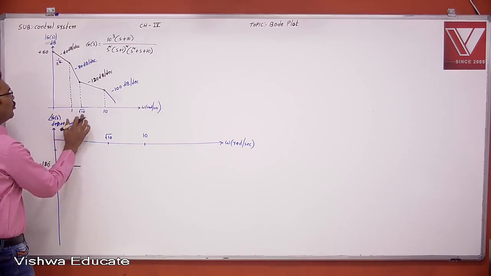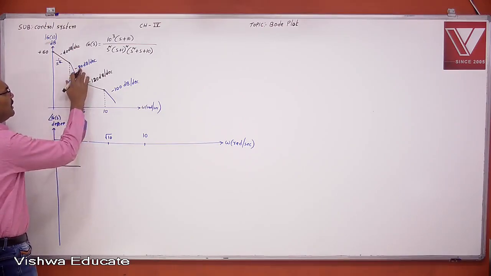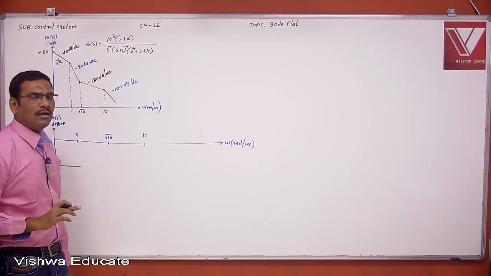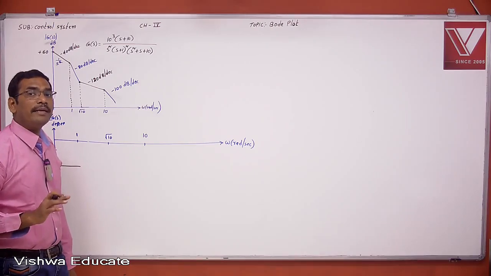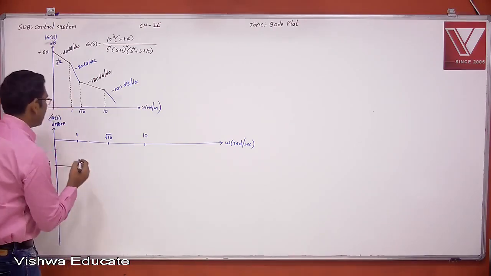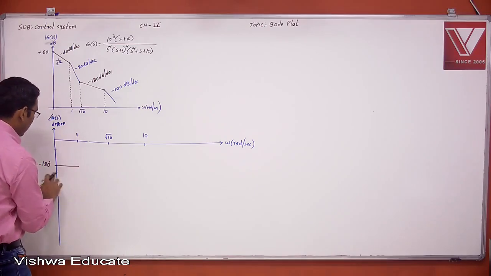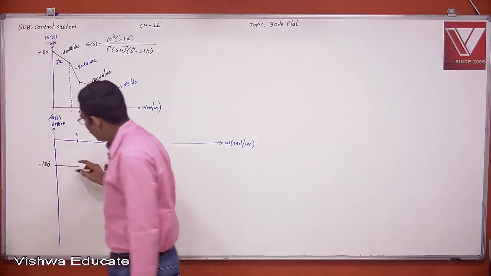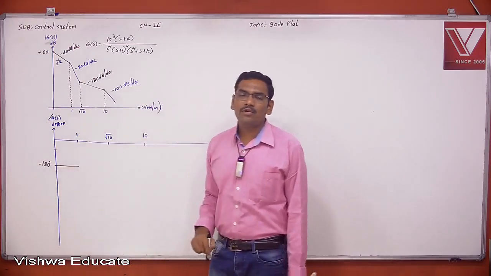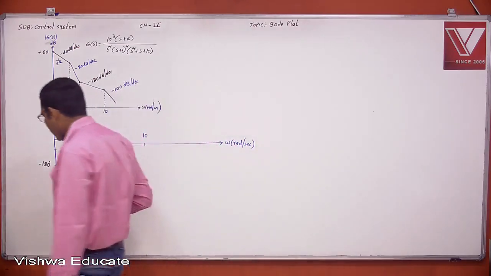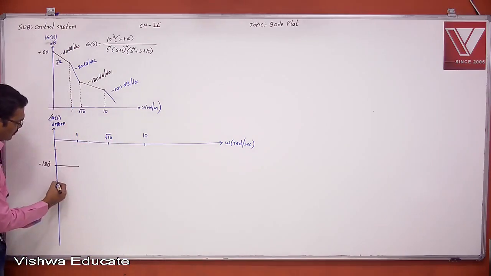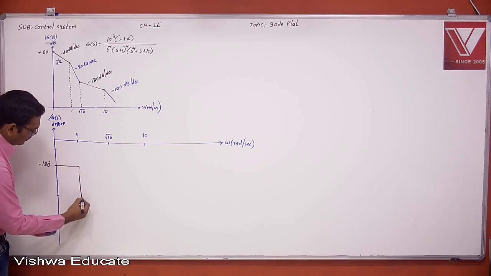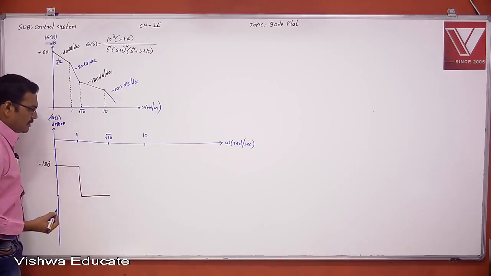Next, 1 to √10 has slope minus 80, which is nothing but 4 into minus 20, which means 4 into minus 90, which means minus 360 degrees. But where are we now? We are at minus 180 degrees. Then you go to minus 360 degrees. Now this is minus 270 and this is minus 360 degrees. And again you will spend some time there.